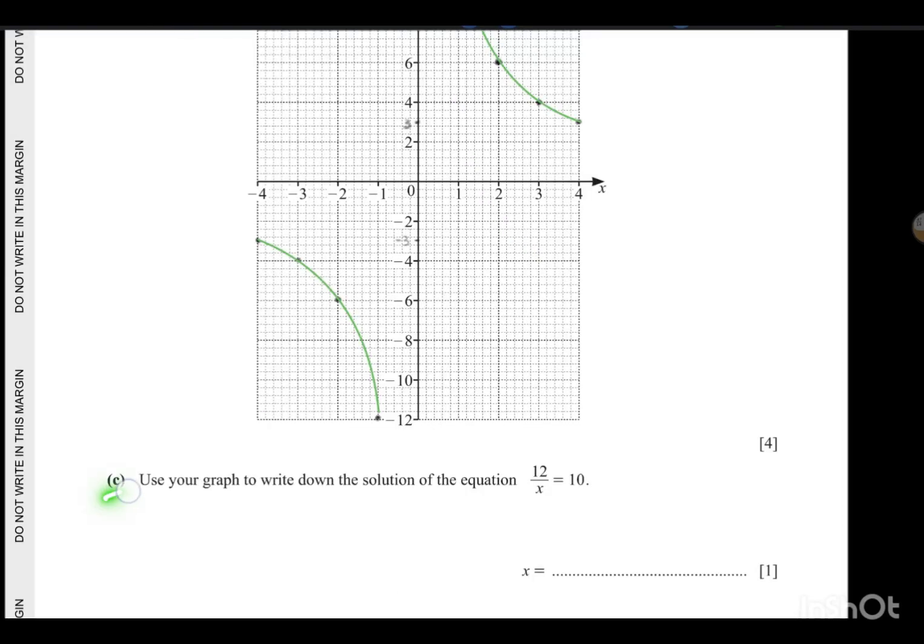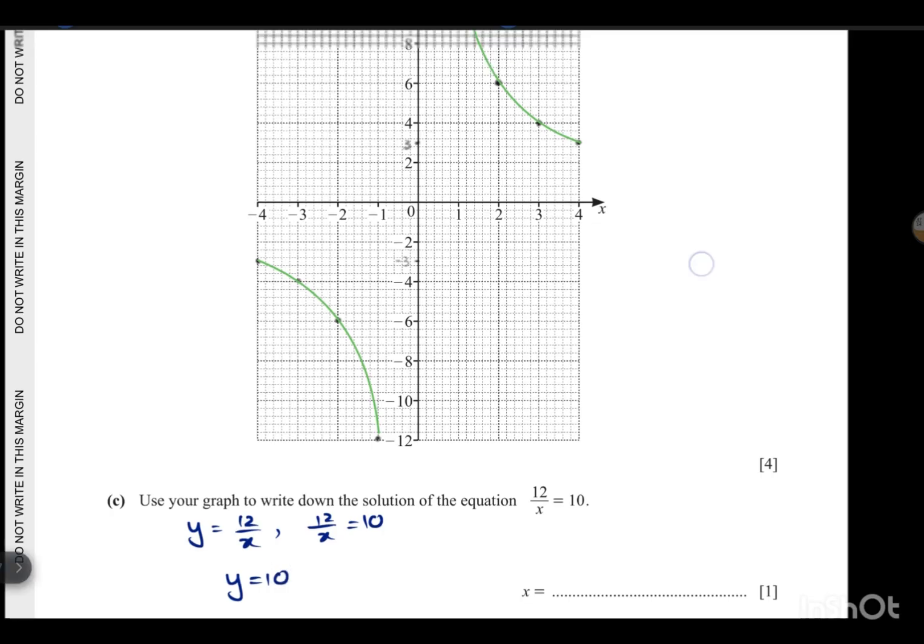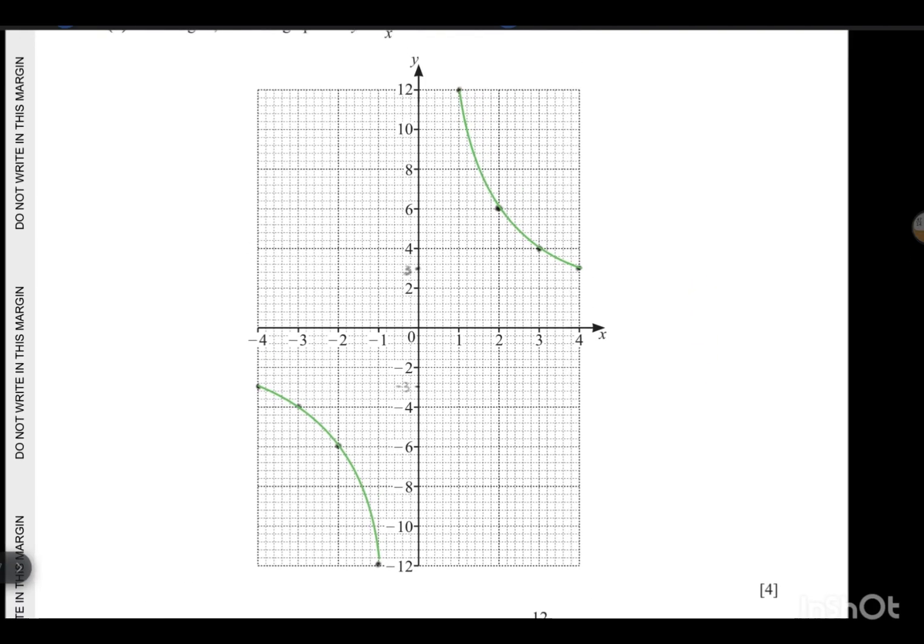Question C. Use your graph to write down the solution of the equation 12 by x is equal to 10. Now we have already been given y is equal to 12 by x in the main question, and they are asking us to solve using another equation, that is 12 by x is equal to 10. So that means y is equal to 10 here, right? So see in the graph and draw the line. y is equal to 10 will be this line.